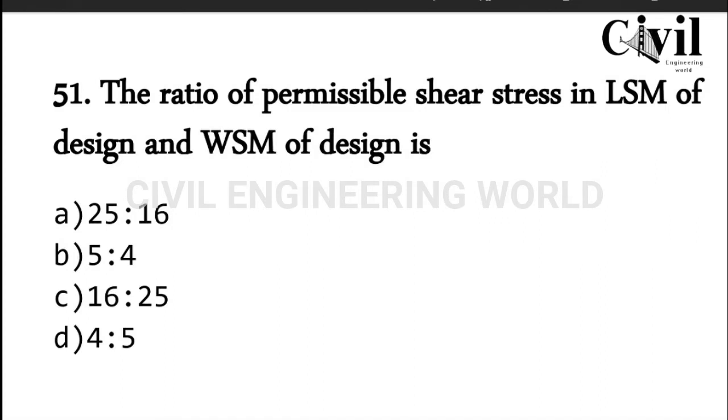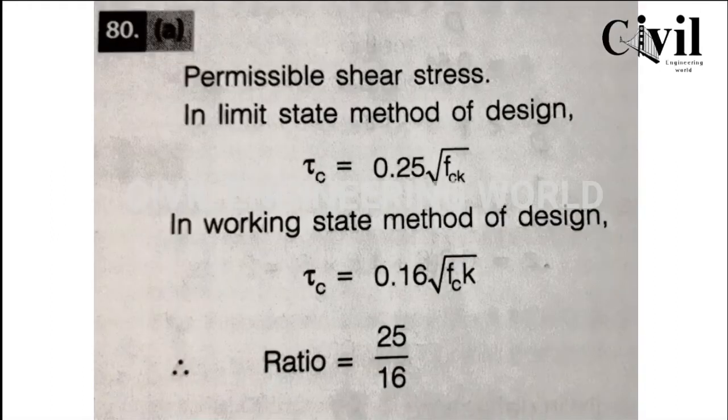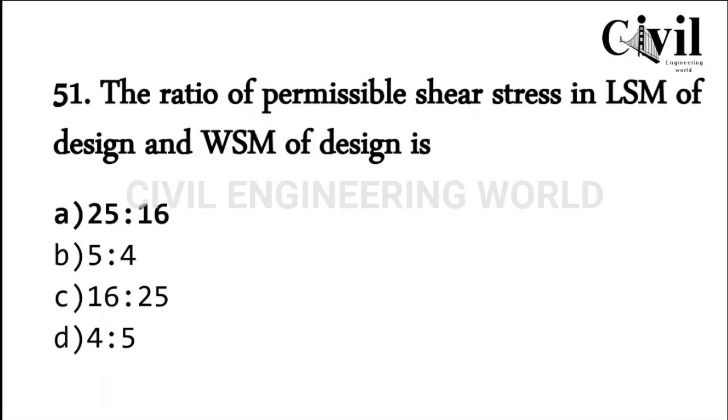Okay, so next, 51: the ratio of permissible stress in LSM design and WSM design is. So we have to calculate. We have the formula of limit state method design, we have 0.45, and in working stress we have 0.36. So it comes to 25/16, which means 5:4. So it means A is the correct answer.